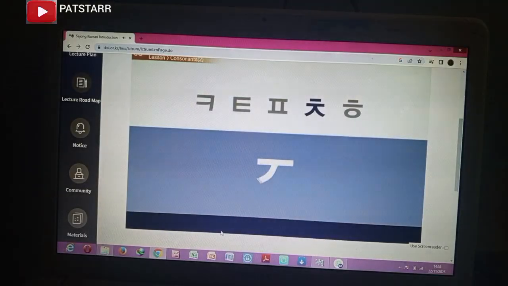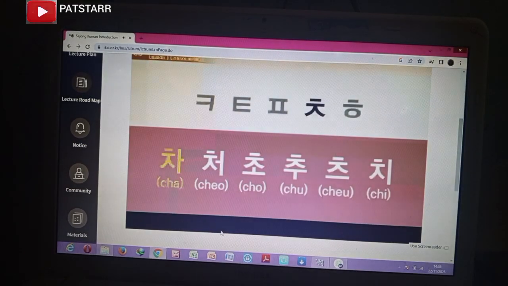Chiut is made by adding an extra stroke to the top of chiut. It also requires you to push more air out, making a stronger sound. Listen carefully. 차, 쳐, 초, 추, 츠, 치.